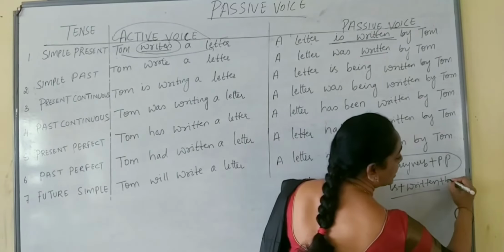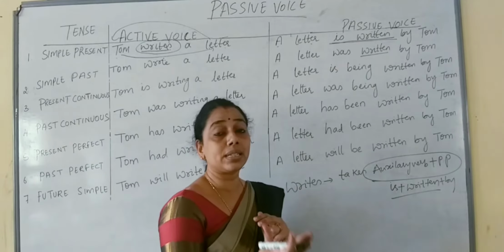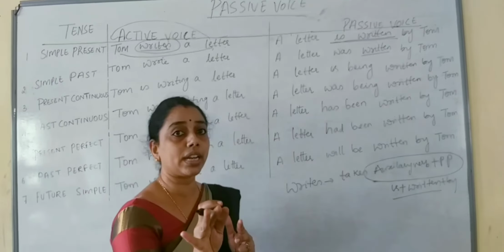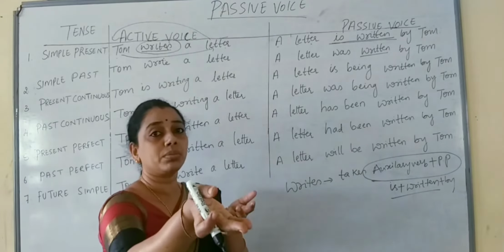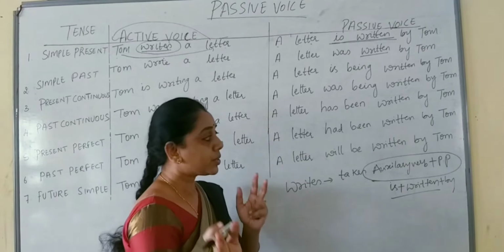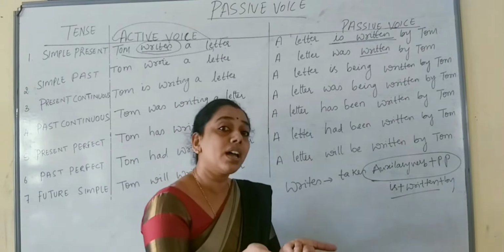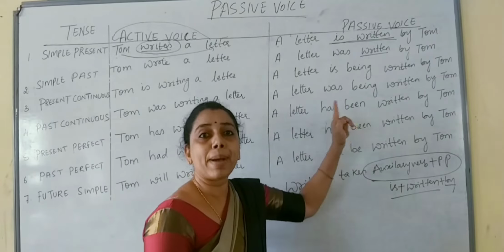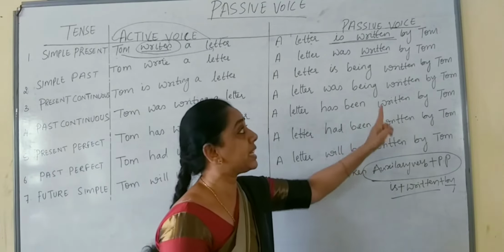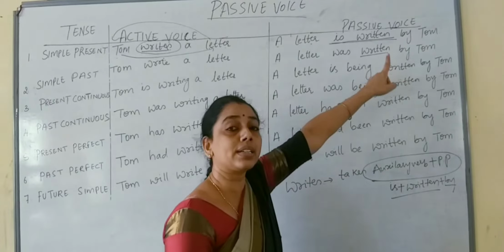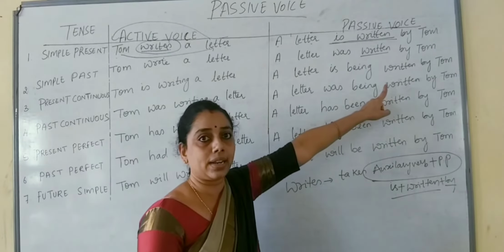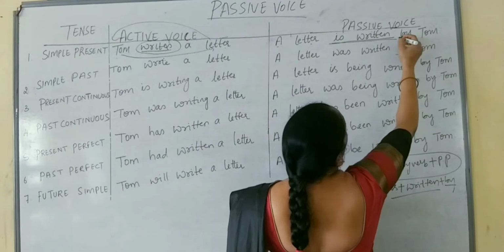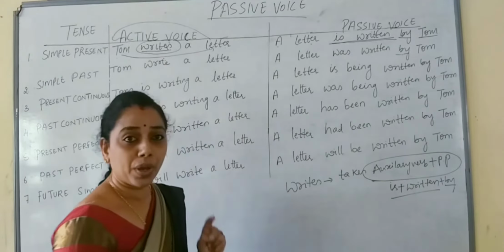Plus by. By is an agent. By whom is the letter being written? Who is writing the letter is important here. It's not that the letter is writing Tom. Nothing, it can't be done. So Tom is writing a letter. So by Tom. Okay. So this by will become very important here in the passive voice because it is an agent which indicates the subject, the doer of an action there. Okay. By Tom. I hope you have understood.